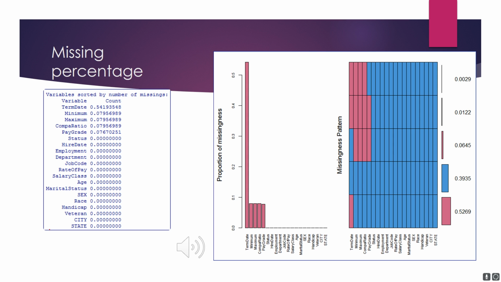As part of our data exploration, we looked into missing data in our data set. The important missing observations include Compa ratio, pay grade, and termination date. The percentage of missing data for our current data set is insignificant in terms of the total volume of data, except for termination year, which had 54% data points missing.